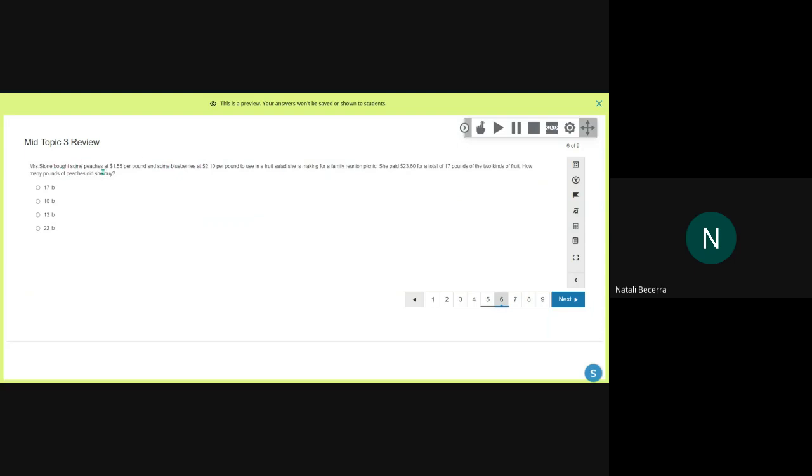All right, it says Miss Stone bought some peaches at 1.55 per pound and some blueberries at 2.10 per pound to use in a fruit salad she is making for a family reunion picnic. She paid $23.60 for a total of 17 pounds of the two kinds of fruit. How many pounds of peaches did she buy? So you have to come up with two equations, right?